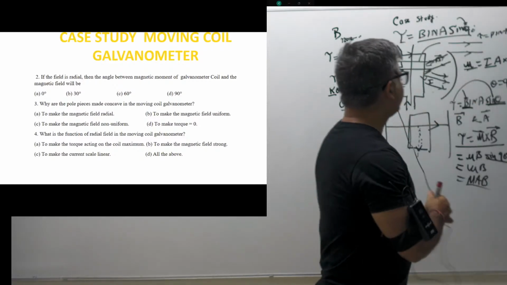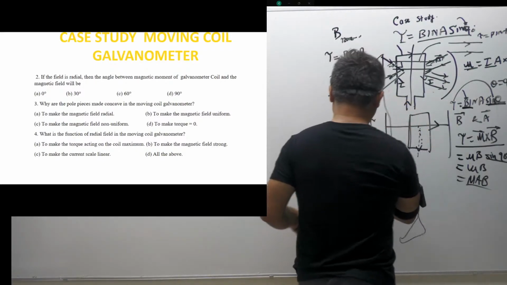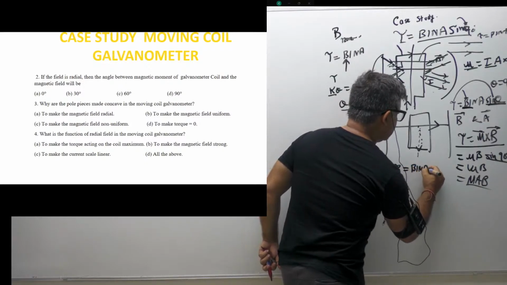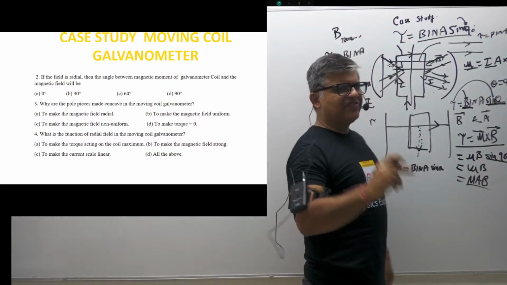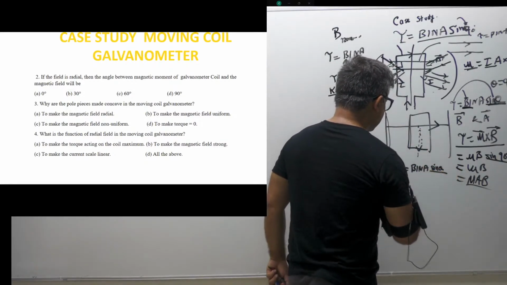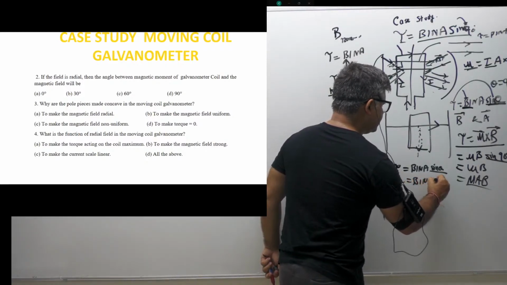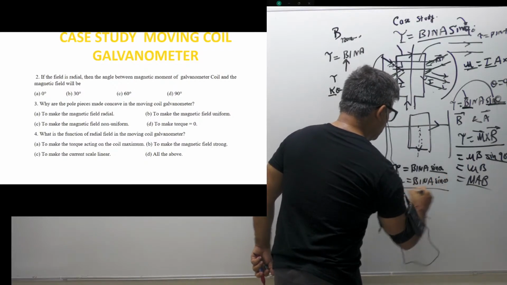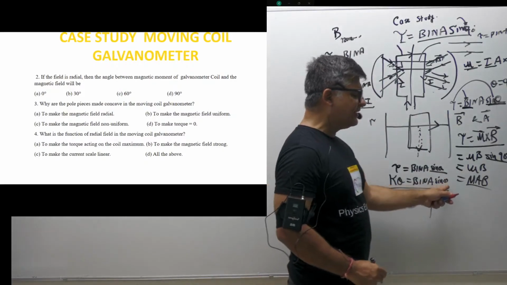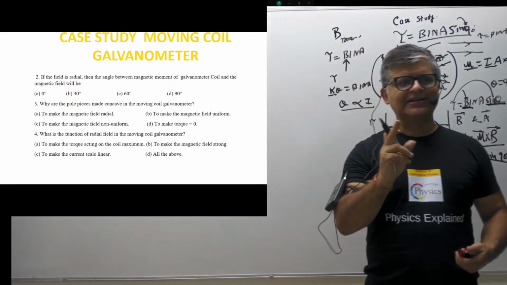Because if you write this expression, torque is equal to BINA sine theta. Had the field not been radial, you will get this expression. And therefore K theta is equal to BINA sine theta. So here you cannot have theta proportional to I, because you have a theta which is varying on both sides, whereas you want a linear scale.